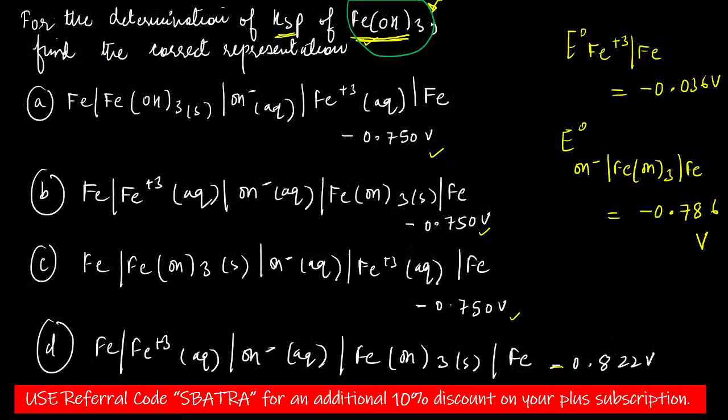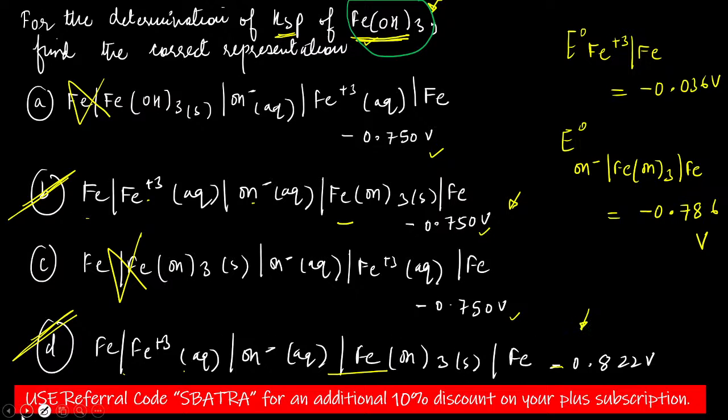Since we have iron 3+, we can cancel out this option and this option. Now we are left with option B and option D. Iron 3+, iron 3+, OH- ions, and Fe(OH)3, Fe. So this is also given in this particular option. Now we have to decide between two options. For that we need the correct E naught value. So let's now find out the E naught value.